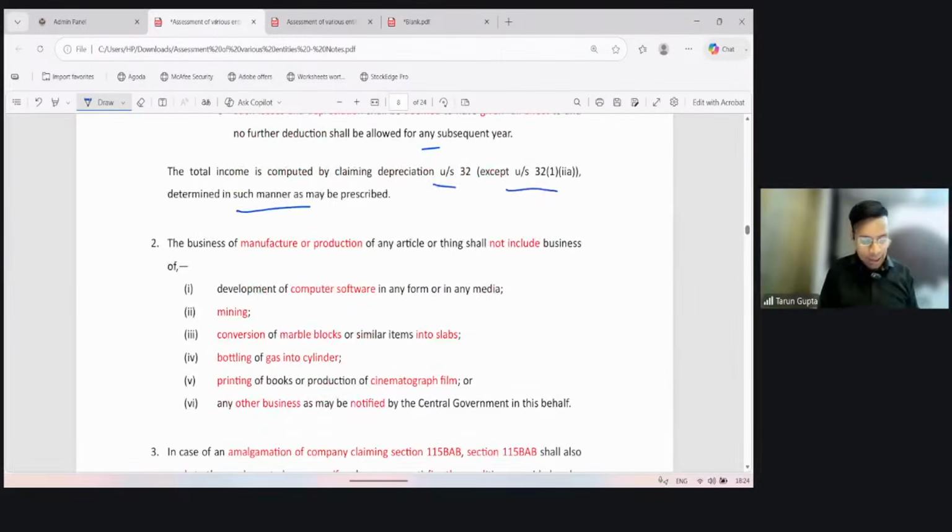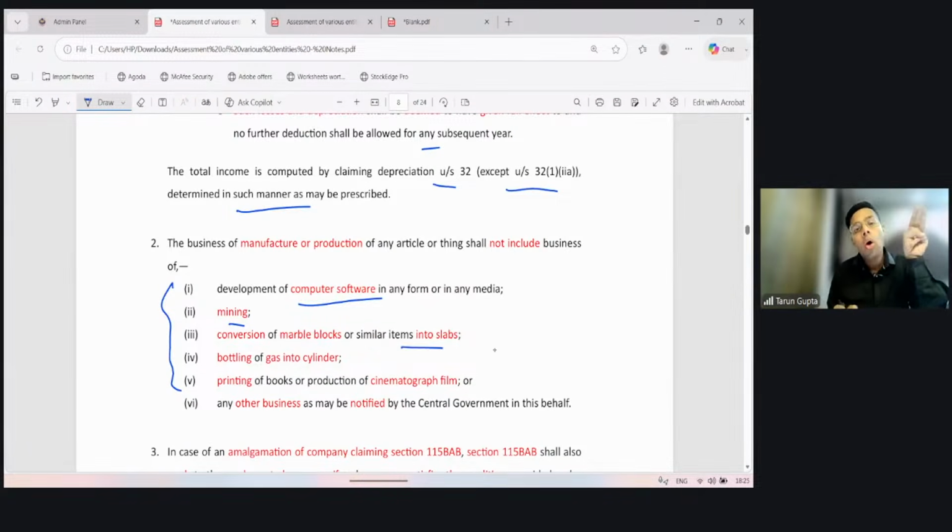These five businesses are not treated as business of manufacture or production of an article or thing. Meaning thereby, if the company is engaged in any of these five businesses, it will not be eligible for the concessional tax of 15% under section 115BAB. So what are these businesses? Development of computer software, or mining, or conversion of marble block into slabs, or bottling of gas into cylinders, and lastly, printing of books or production of film. So these five businesses are not considered as manufacturing.